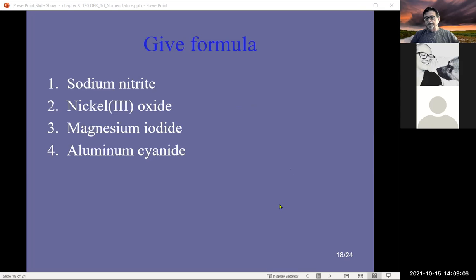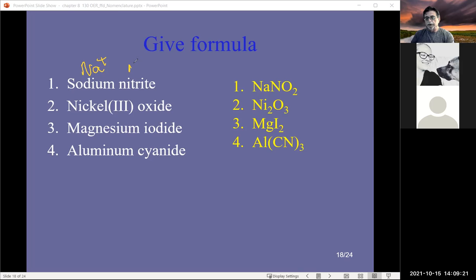Okay, here are examples where they're asking you to give the formula. I'm just going to go ahead and give it to you here. We got sodium, which we know is Na+, and we got nitrite, which we know from the table. Notice the ITE. That is the NO2-. Okay, it's not the nitrate, it's the nitrite, which is one less oxygen than the ate. So we can simply put them together in a 1-to-1 ratio because it's +1 and -1.